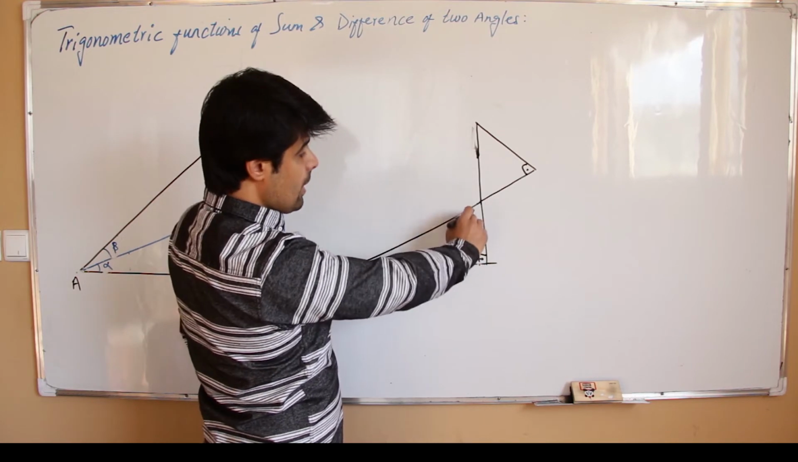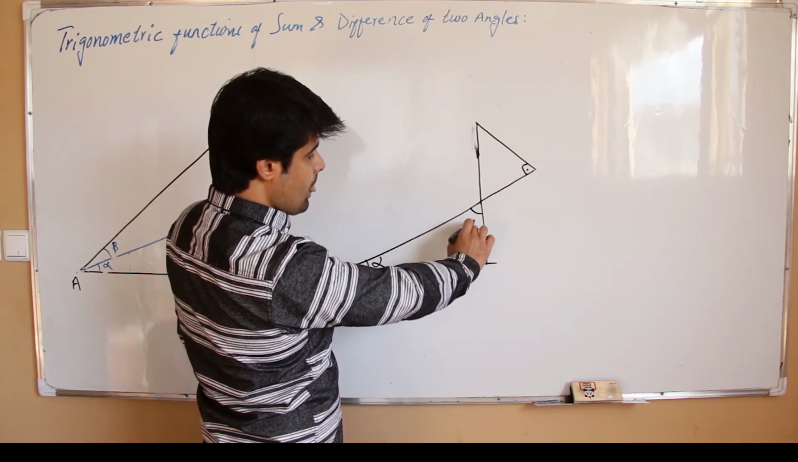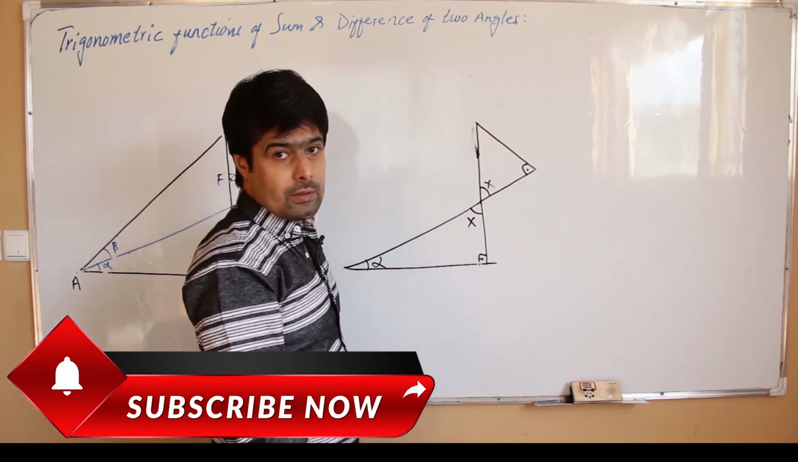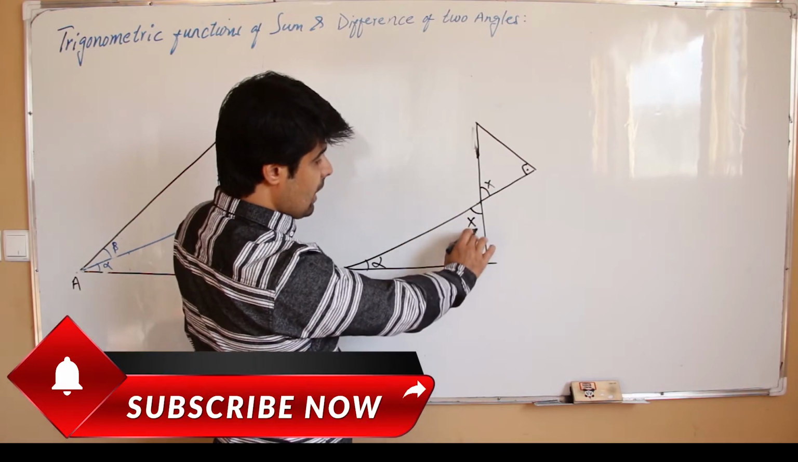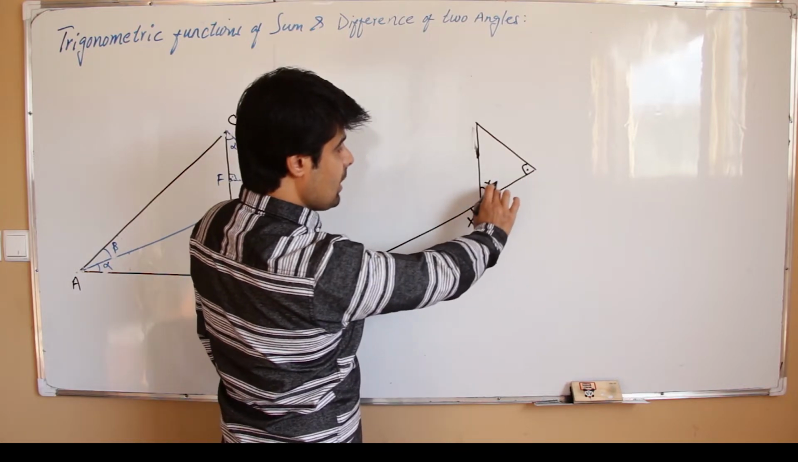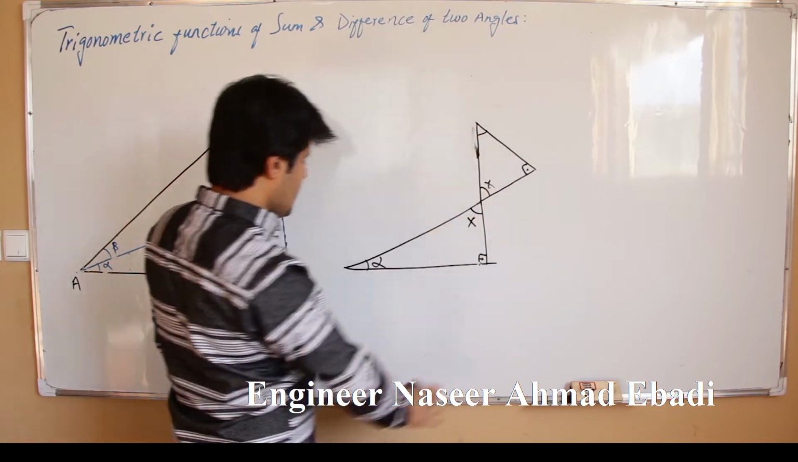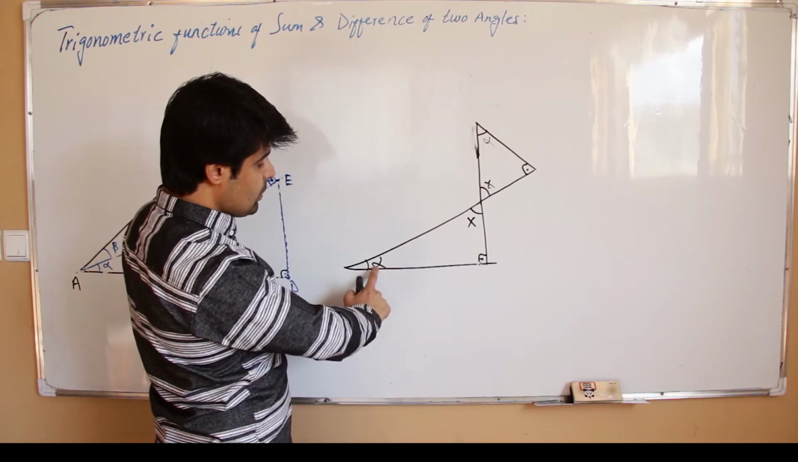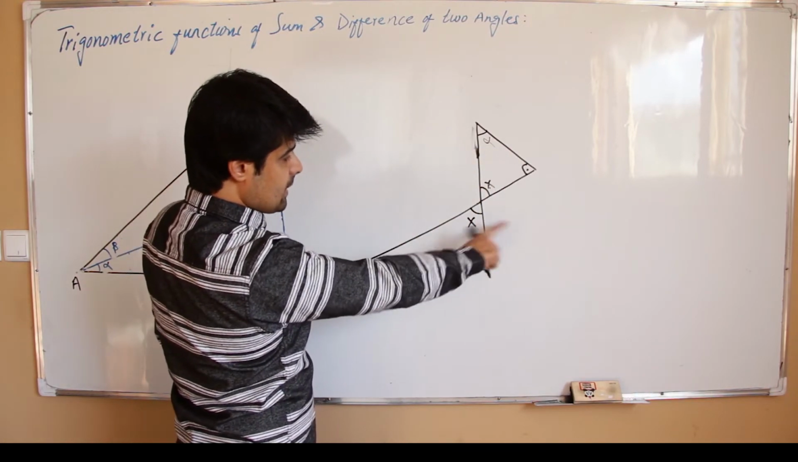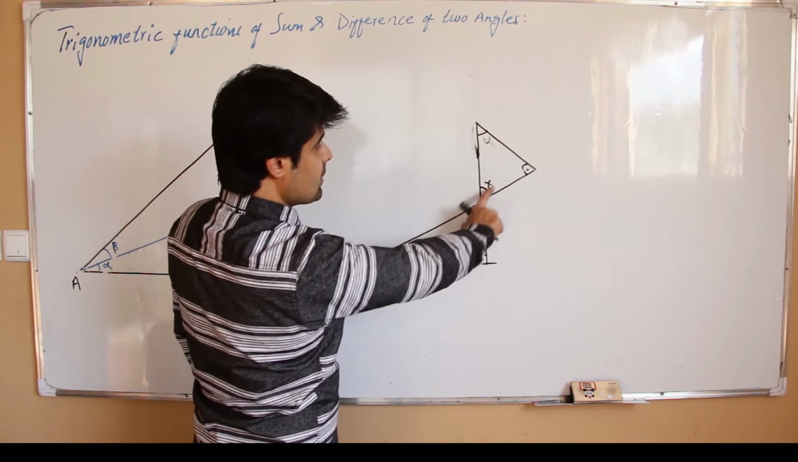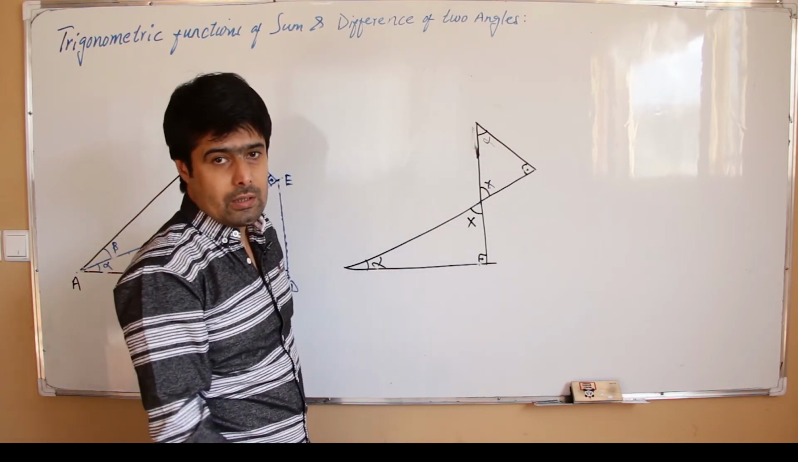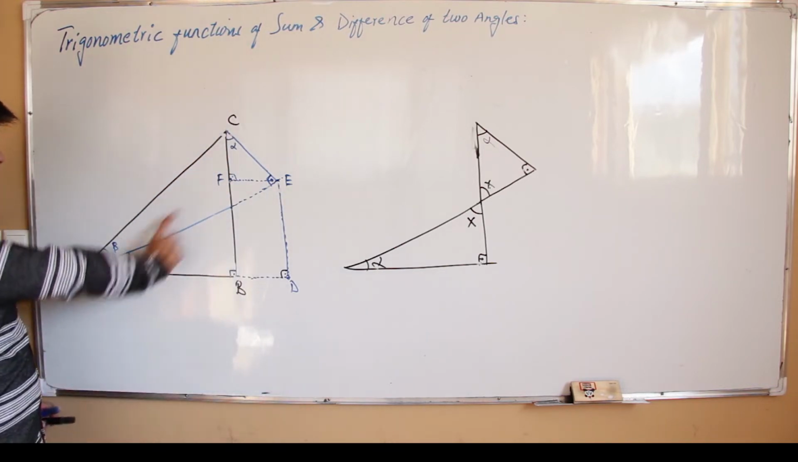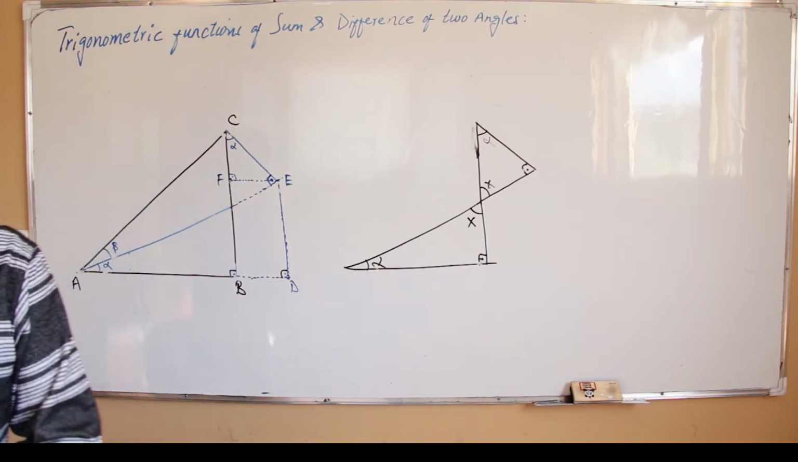Am I right? If this angle is x, now what do you think? This is also x. Now if this one is 90 and this one is x, then this angle is equal to this one, which is alpha. Why? Because we know alpha plus 90 plus x is 180. Am I right or not? So if this one is alpha, this one is also alpha.